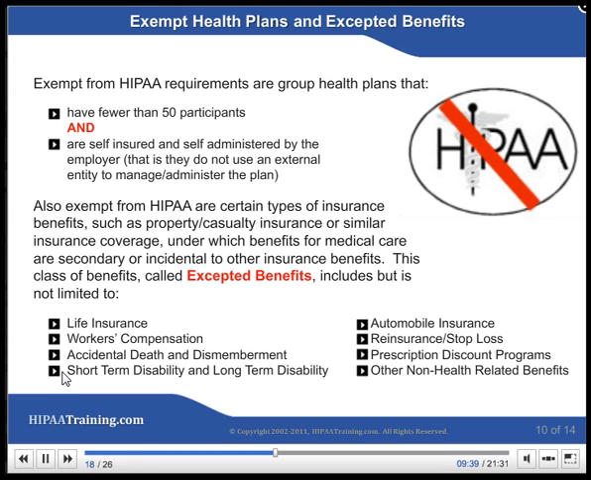This class of benefits, called accepted benefits, includes but is not limited to life insurance, workers' compensation, accidental death and dismemberment, short-term disability and long-term disability, automobile insurance, reinsurance or stop-loss, prescription discount programs, and other non-health related benefits.